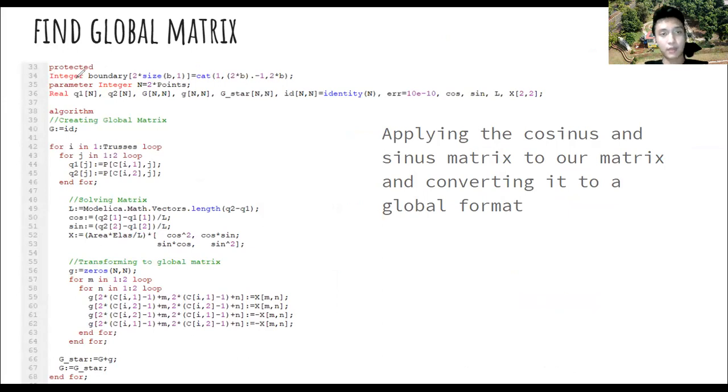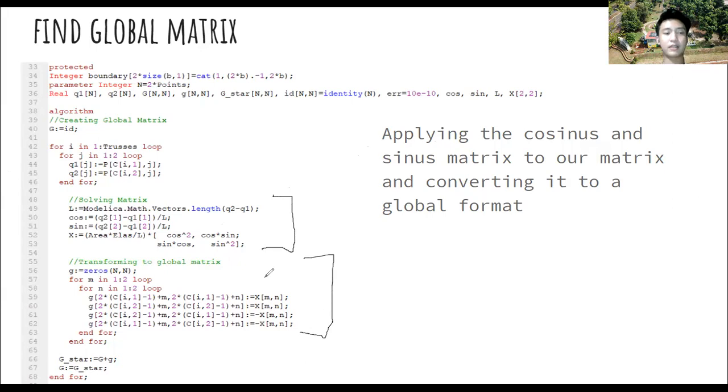First, we apply the cosine and sine matrix to our matrix and convert it to a global format. Because we apply the cosine and sine matrix to our previous matrix, we get this stiffness matrix. And after that, we convert that stiffness matrix into global format. First, we solve it here, and then we transform it to a global matrix.